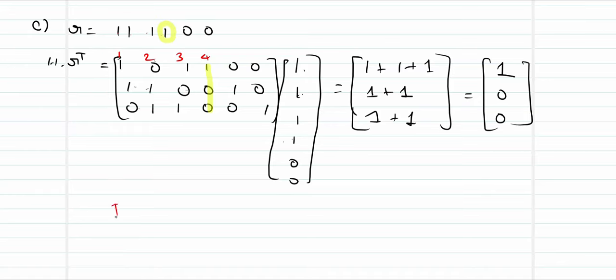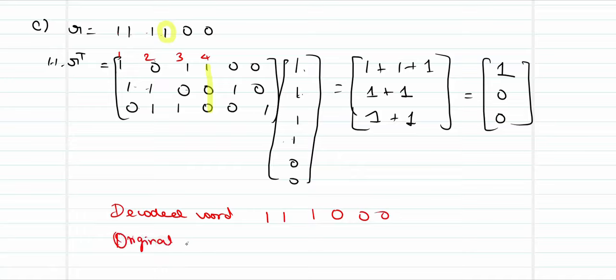Therefore, what is going to be my decoded word? Decoded word will now be 1 1 1, change your 1 to 0, and 0 0. And what is going to be the original word? From the encoding, we want a string of length 3 from the first 3 positions. So 1 1 1 is going to be my original word. We'll complete the problem by quickly moving on.